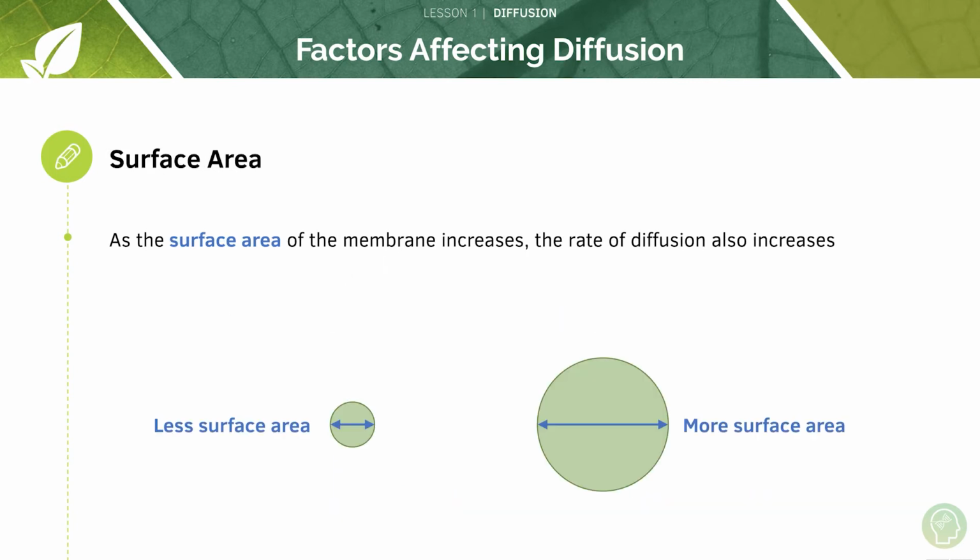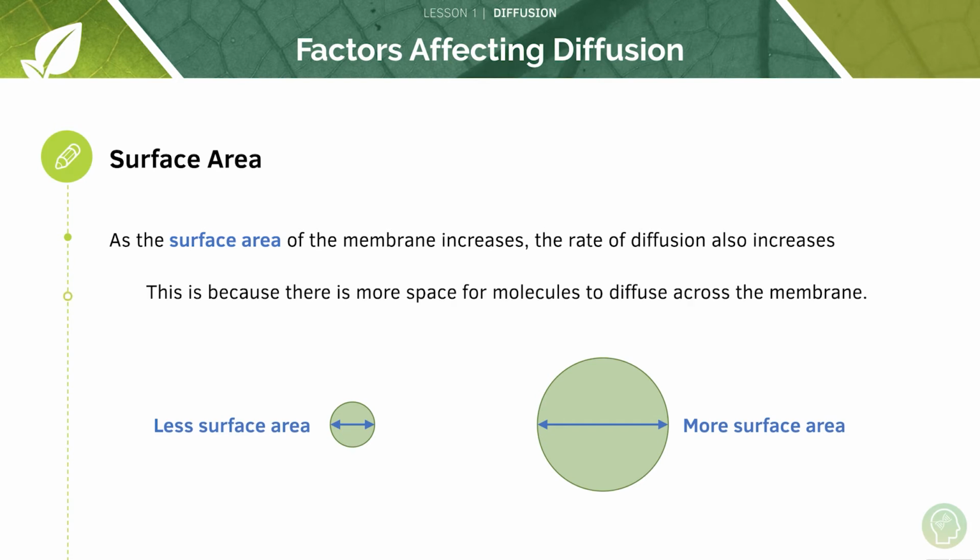Okay? Now, surface area. As the surface area of a membrane increases, the rate of diffusion also increases. This is because there is more space for molecules to diffuse across the membrane. So you can see here, the circumference of this, we'll call it a circle for the sake of it, but imagine it being something in the body that substances are diffusing across. The distance around this circle is going to be lower than the distance around this circle, right?